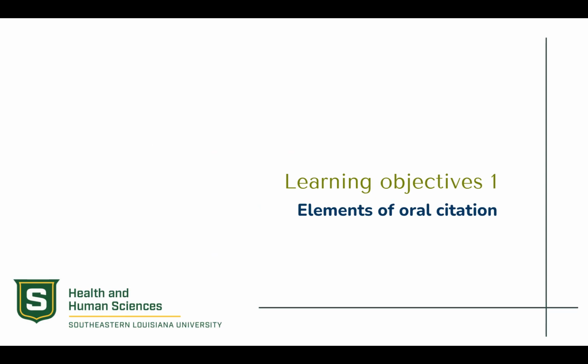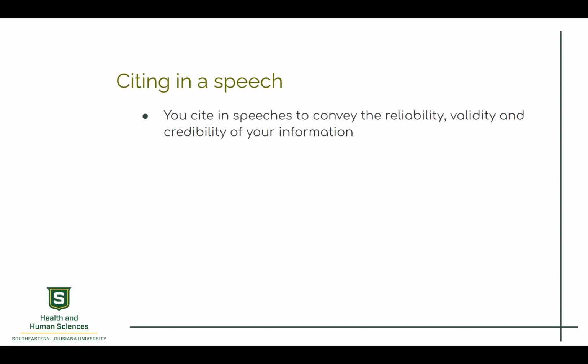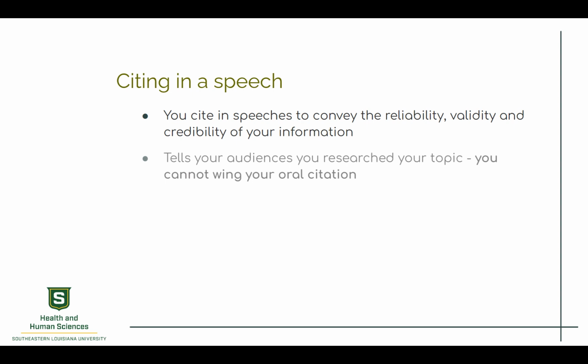So, elements of an oral citation. When you are citing in your speeches, what you're trying to do is to convey that the information that you are providing is reliable, it is valid, and it is credible. And you are essentially telling your audience that you have researched your topic, you have really given some thought to it, and therefore you know what it is that you're saying.